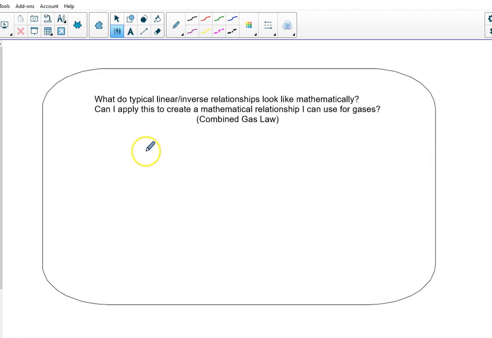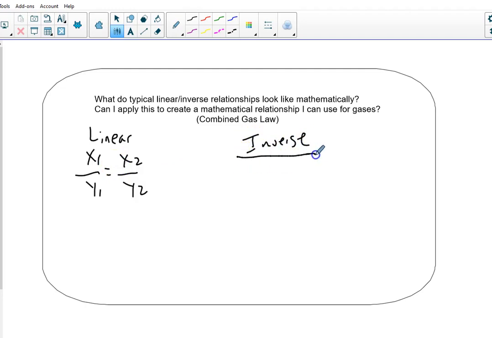All right, so what do inverse and linear relationships mathematically look like? Well, we have a situation where x1 over y1 equals x2 over y2. This is your linear relationship. This is factor label. We have the inverse relationships. Inverse, sometimes I call it reciprocal relationships, where one goes up and the other one goes down, is x1 y1 equals x2 y2. And this is the case for dilutions, and we've seen this stuff already before.